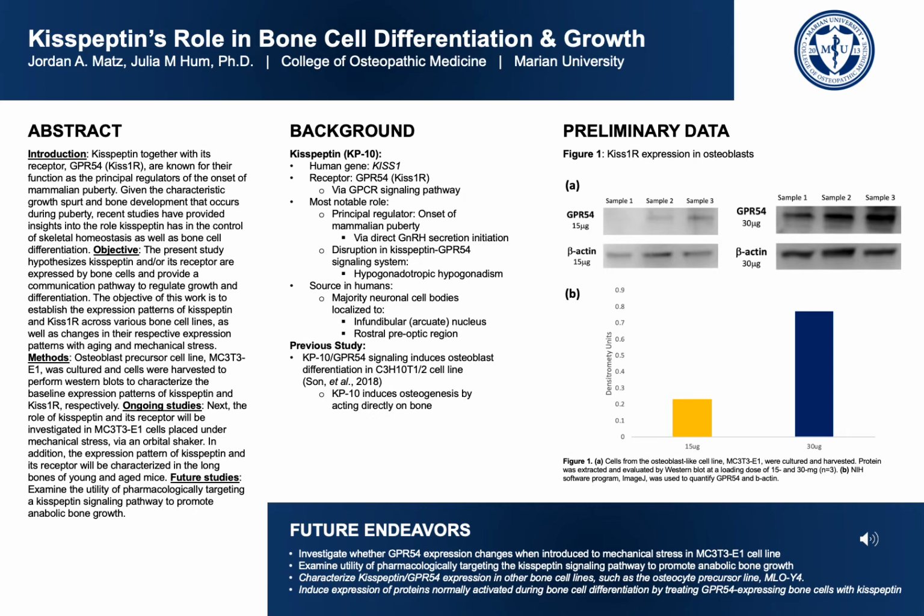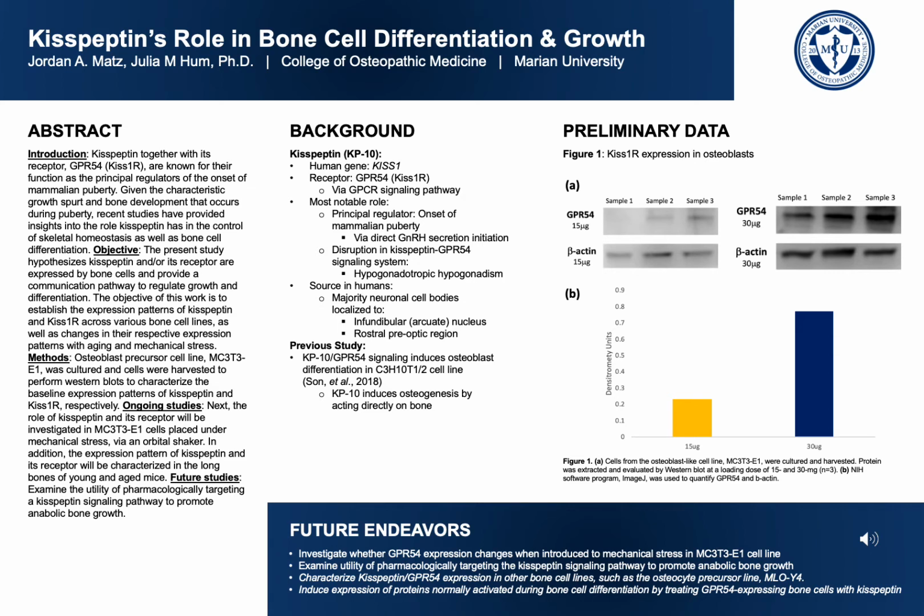This study is still very much a work in progress. However, I do have a bit of preliminary data. I cultured the osteoblast-like precursor cell line MC3T3-E1. I harvested those cells, extracted the total protein content, and performed Western blot analysis. I probed with an anti-kisspeptin receptor, or GPR54, antibody.